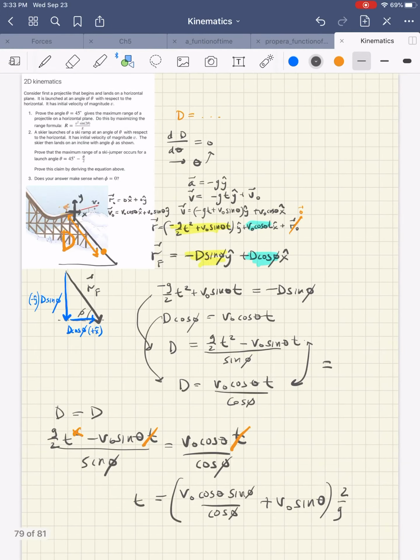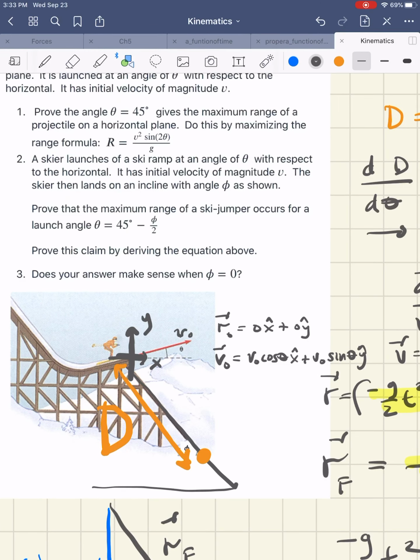That's exactly what this problem was asking for. Prove the maximum range of the ski jumper occurs for a launch angle of 45 minus phi over 2. I wrote it as pi over 4, but same thing. Prove this claim by deriving the equation above. Great. Does your answer make sense when phi equals 0?